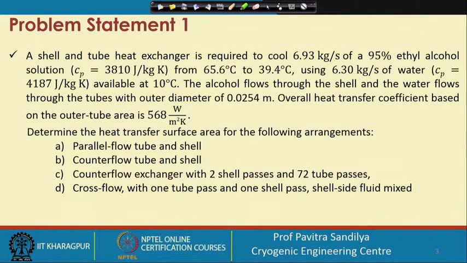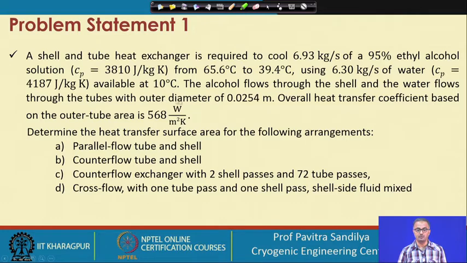So, let us go to problem statement 1. In this we have a shell and tube heat exchanger which is cooling a 95% ethyl alcohol solution with a specific heat of this from 65.6 degrees centigrade to 39.4 degrees centigrade with a flow rate of 6.93 kg per second, and it is being cooled with water with a flow rate of 6.30 kg per second. The specific heat is this, and the water is available at 10 degrees centigrade. The alcohol flows through the shell and the water flows through the tubes.